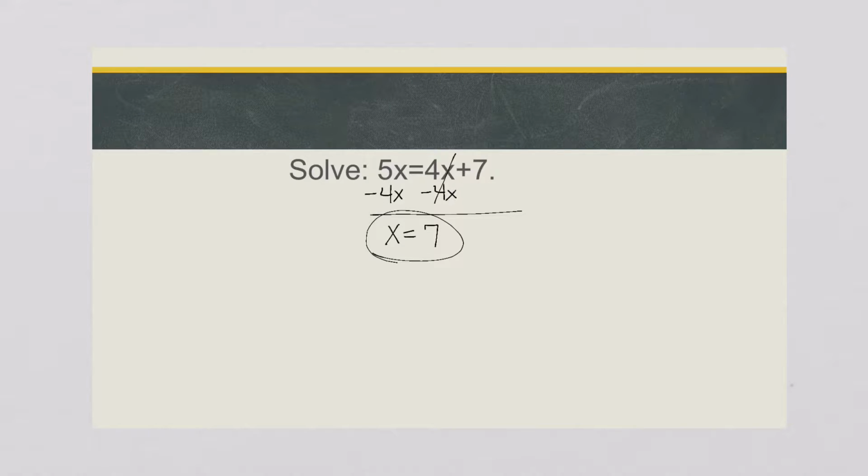So can we check our work? Sure can. So let's put 7 in where we have both of our x's. So I've got 5 times 7. Is that equal to 4 times 7 plus 7? 5 times 7 is 35. 4 times 7 is 28. 28 plus 7 is 35. So I know that this is the correct answer.